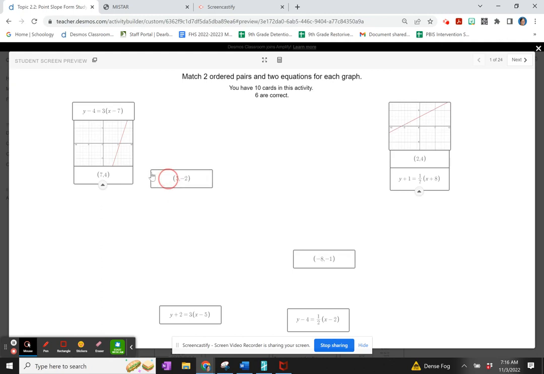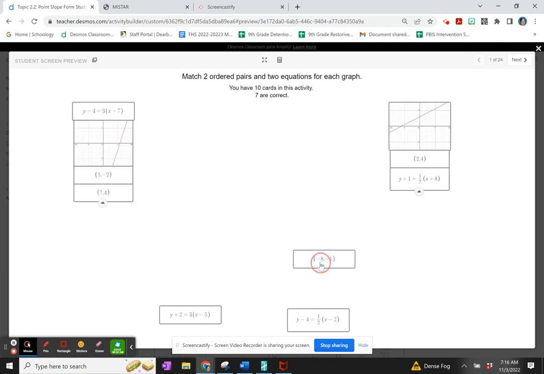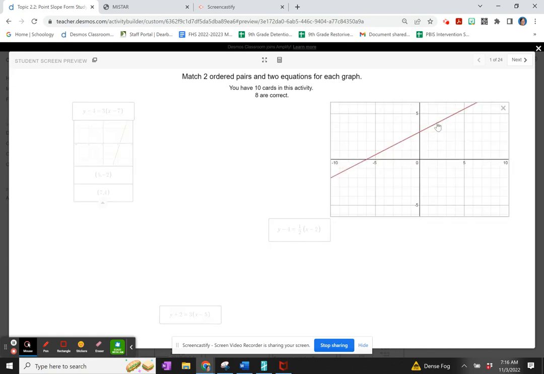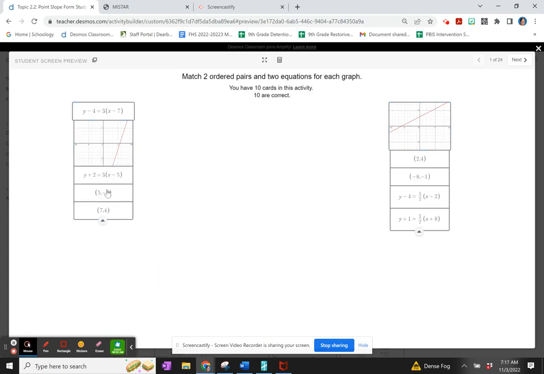So 5, -2, I just looked on that graph, it's located there. -8, -1 is a part of this graph. 2, 4, we've already decided. And you can also check the slope, up 1, right 2. So both are correct. And then let's make sure 5, -2 is on there, which we've already found that point.